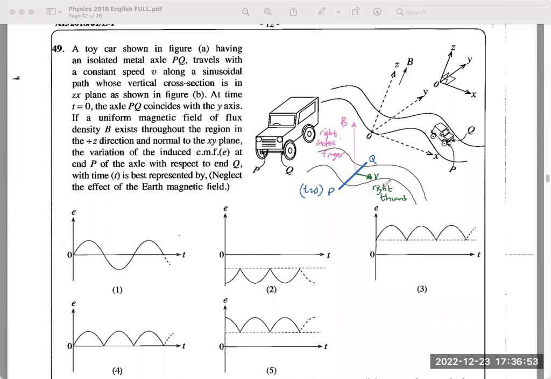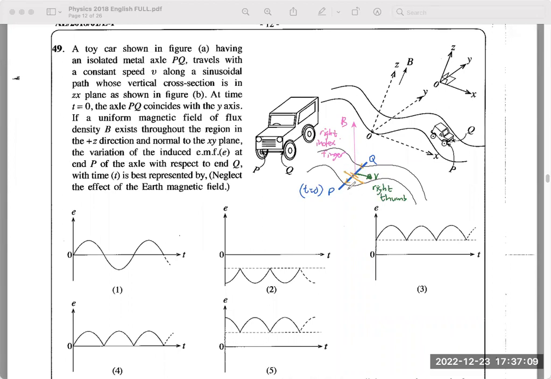So my middle finger is pointed in this direction. For me, this is the direction of EMF. This is the direction of current. If there was a current, it should have been in this direction. So my battery is in this direction. Do you all agree with me?